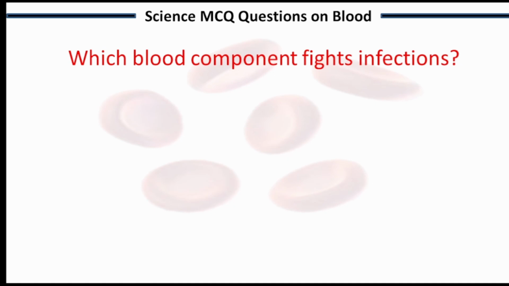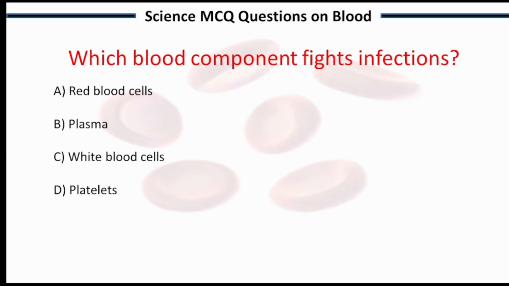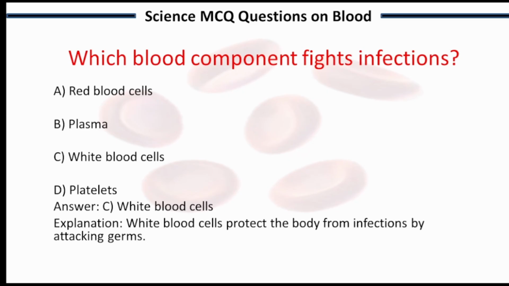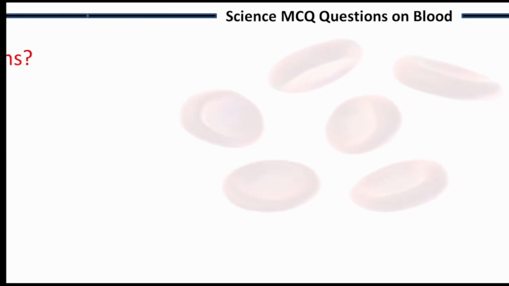Which blood component fights infection? A, red blood cells. B, plasma. C, white blood cells. D, platelets. Right answer is white blood cells. White blood cells protect the body from infection by attacking the germs.